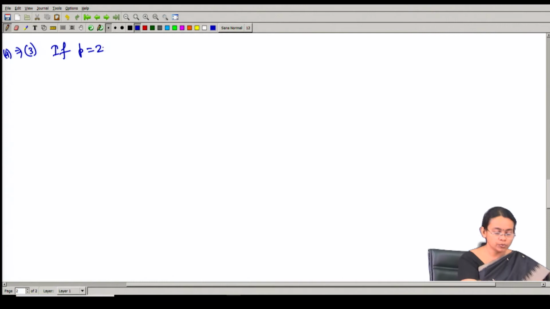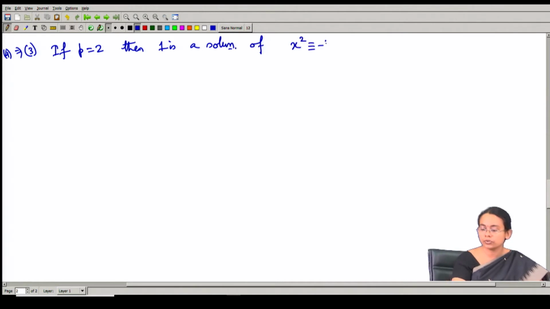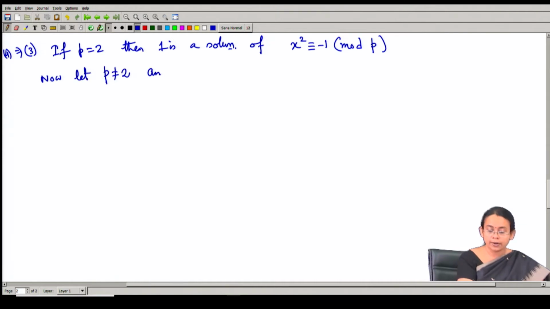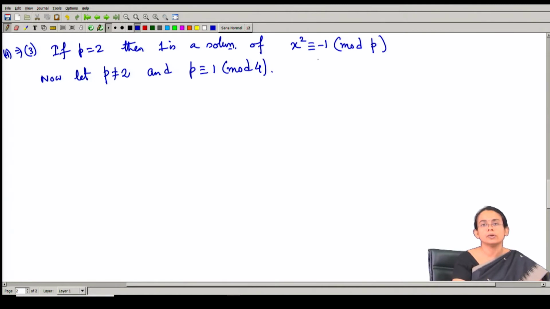If P is equal to 2, then 1 is a solution of the equation x square congruent to minus 1 mod P. So we will assume now that P is congruent to 1 mod 4. So now let P be such that P is not equal to 2 and moreover P is congruent to 1 mod 4. And we will prove in this case also we have a solution of this equation.